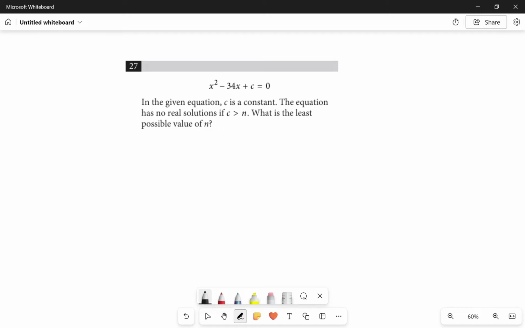In this equation we're told that it's a quadratic and C, the variable I've just circled, is a constant. We are told that the equation has no real solutions if C is greater than some integer n, and so we want to find what the least possible value of n is.